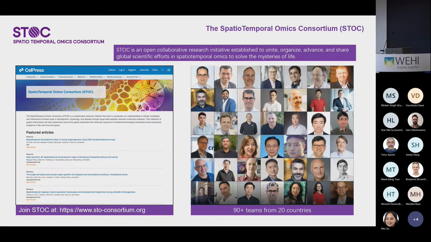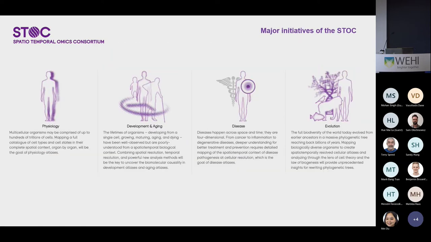And so with these initial publications, we use them to create this new consortium where we want to unite all the different stakeholders, all the scientific minds, all the software engineers, all the mathematicians, all the industry partners, all the funders, in order to work together to go after four major categories that pretty much cover the entire span of biology. So physiology, development and aging, disease and evolution.